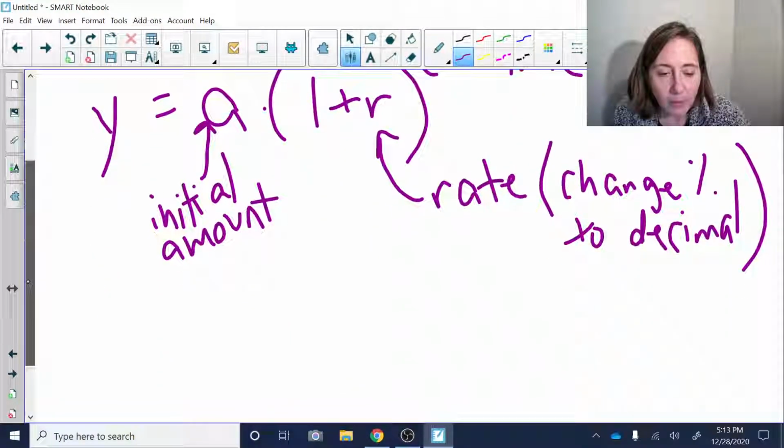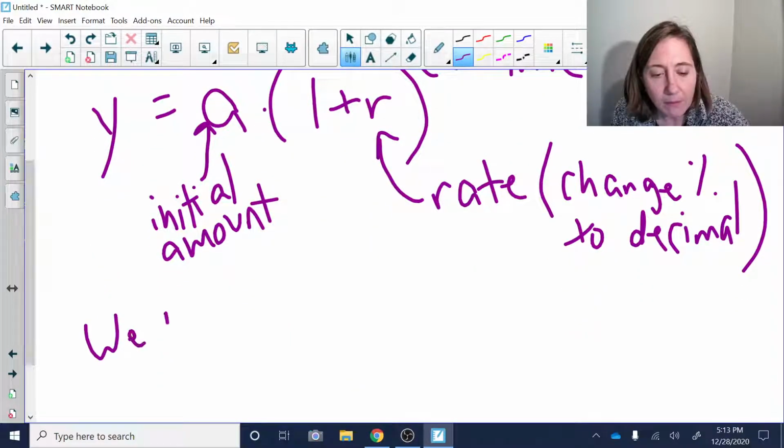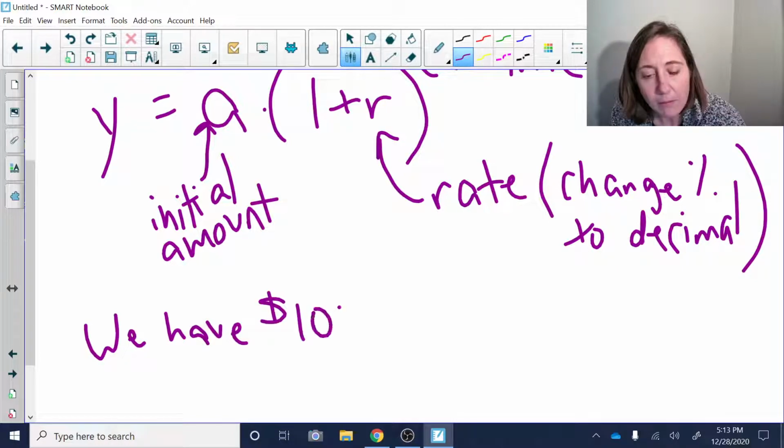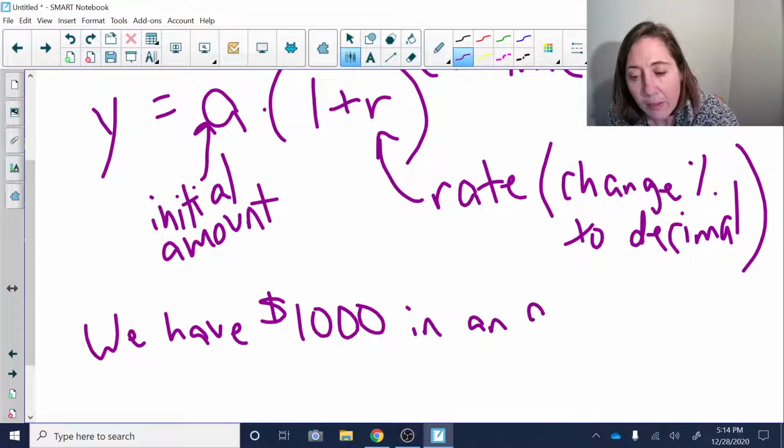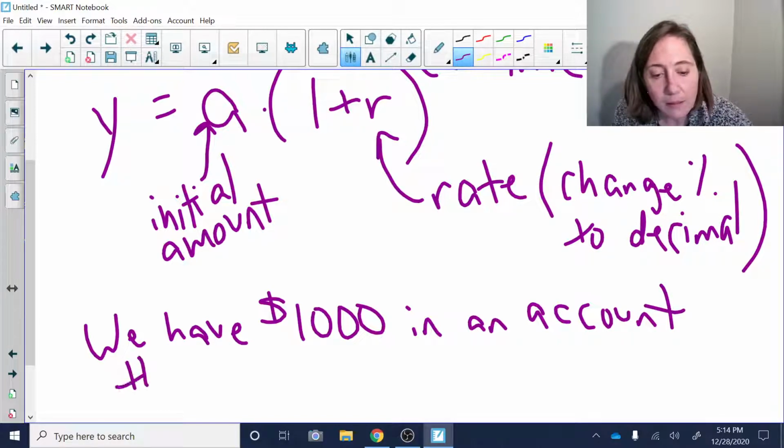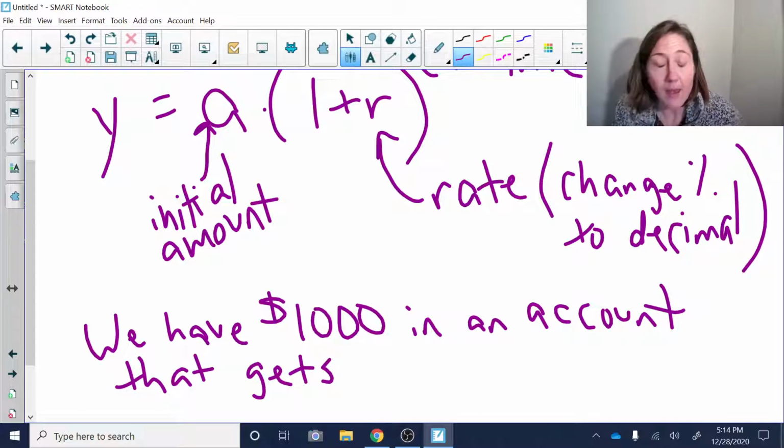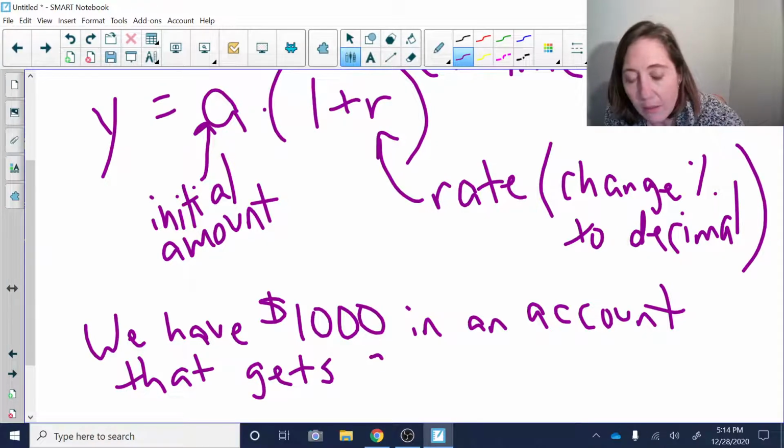Let's say that we have $1,000 in an account that gets, we'll say, 3% interest.